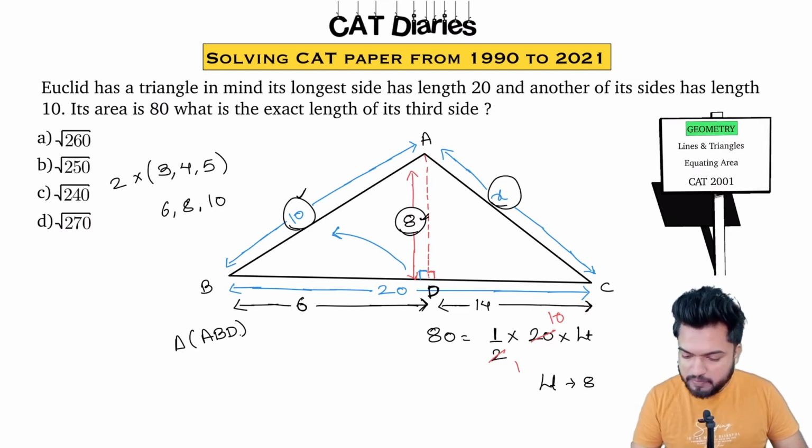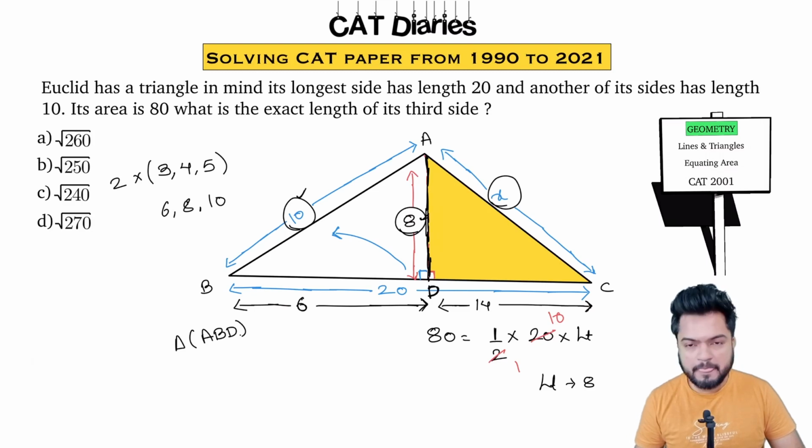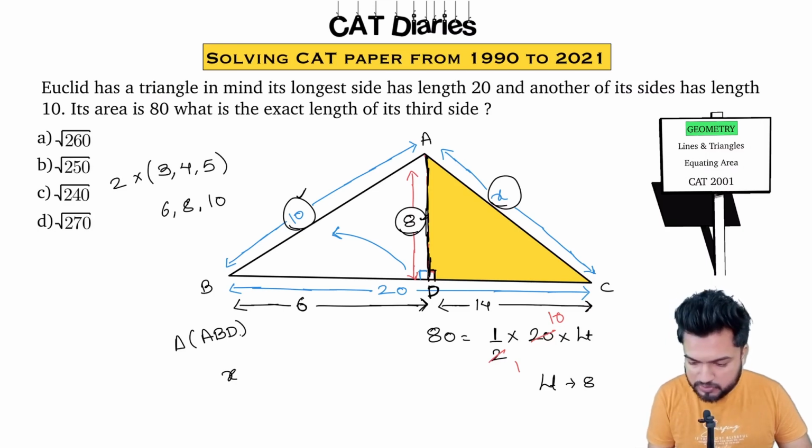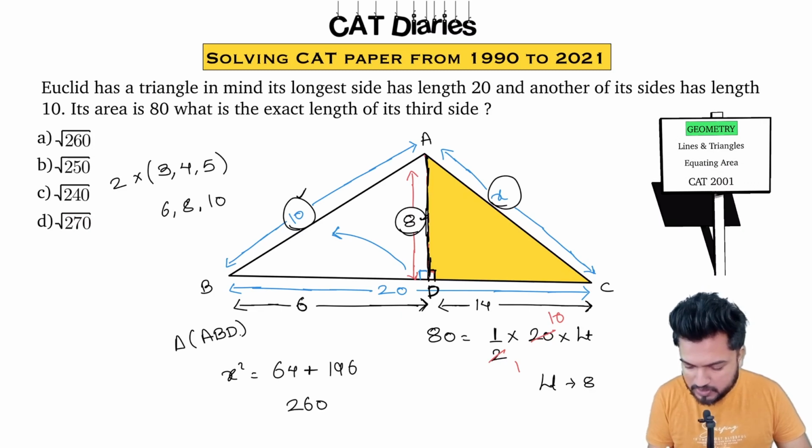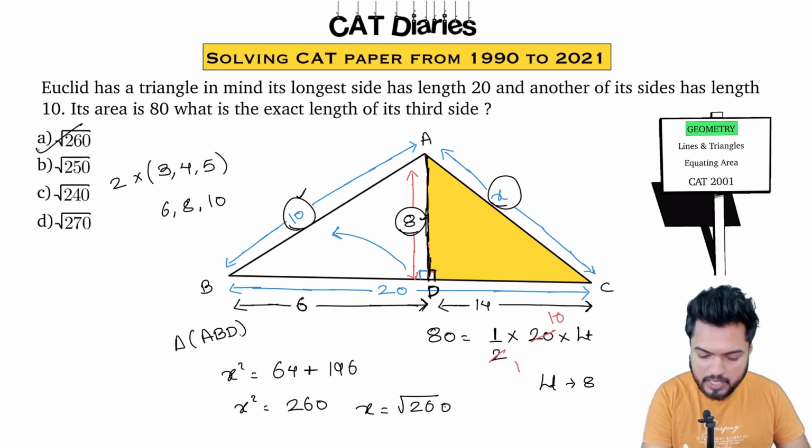This is again one more triangle. So if I just paint this for your better understanding, this is the triangle ABC. I'm talking about this yellow triangle now. In this yellow triangle, this angle is equal to 90 degrees because this is a perpendicular. So applying Pythagoras theorem, what will you say? x square is equal to 8 square, 64, plus 14 square, that is 196. If you add both of them, that is equal to 260. So if x square is equal to 260, x is equal to square root of 260. That is option A, your answer then.